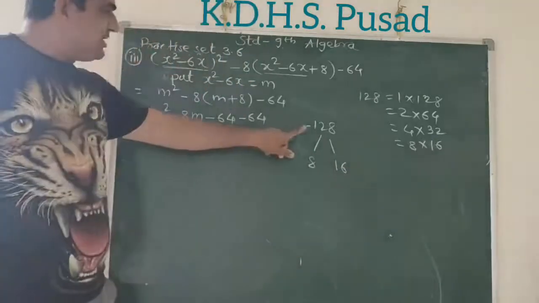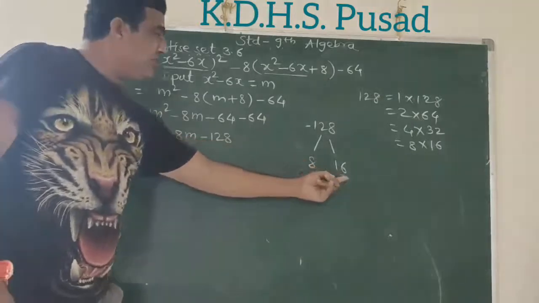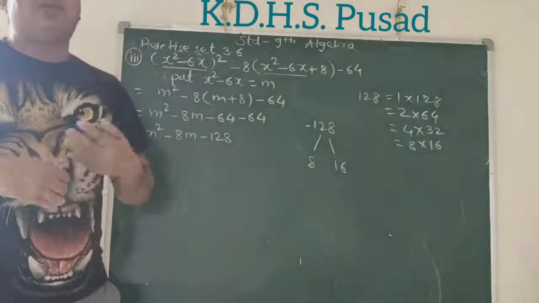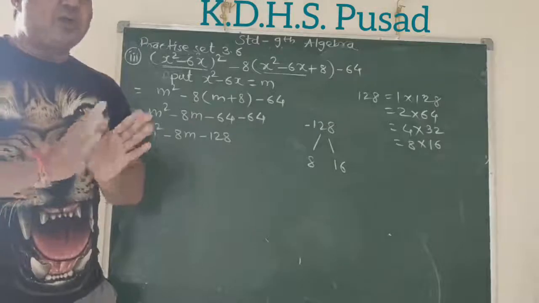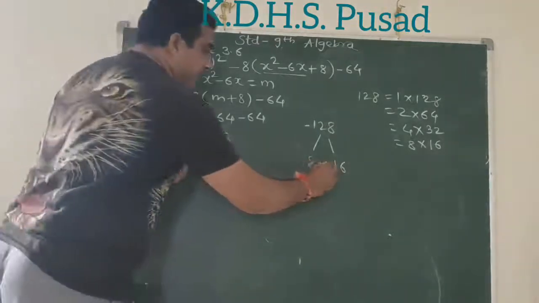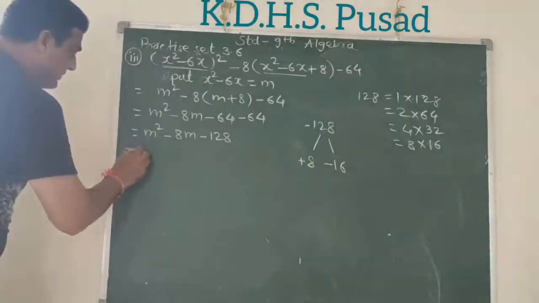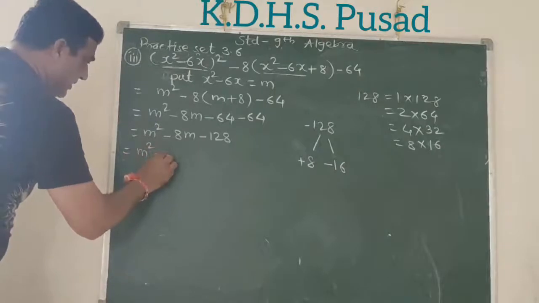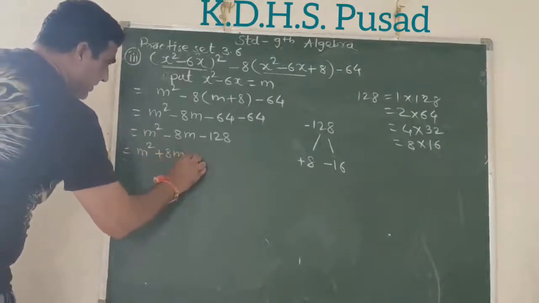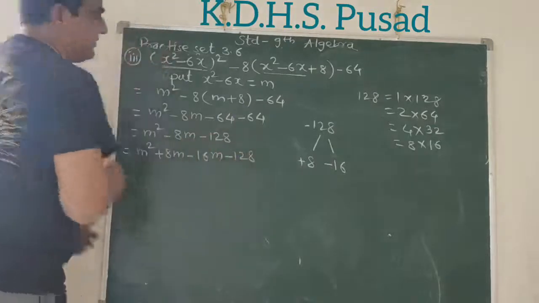But whenever there is a minus sign, then out of these two numbers, one number is negative and one number is positive. Now how to decide? This sign you have to give for the greater number, and the remaining sign for the remaining number. So here you will get m square plus 8m minus 16m minus 128.